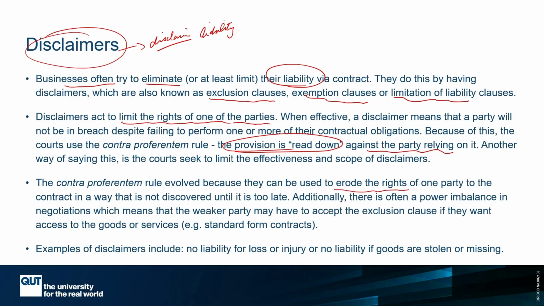Some examples of disclaimers are where you read something like no liability for loss or injury, or no liability for goods that are stolen or missing if you go into a hotel. There's no liability for loss or injury. You might see this if you go in a car park, or if you go on some kind of tour. There'll be these kinds of statements which are attempting to limit the liability of the counterparty.